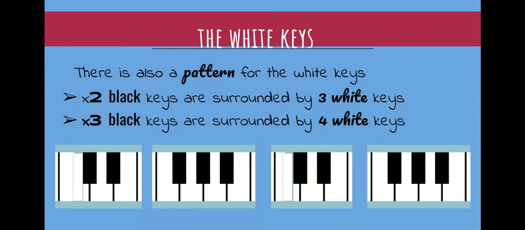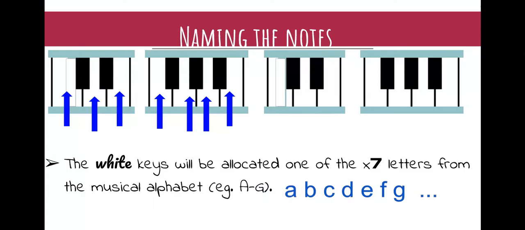So you just increase the number of keys by 1 for the black keys. So 2 black keys will be surrounded by 3 white keys, and 3 black keys will be surrounded by 4 white keys. Now, to name the notes, the white notes will be allocated one of those 7 letters from the musical alphabet. You see I've got arrows pointing to the white notes, and they're going to have to be given one of those letters from A, B, C, D, E, F, G.